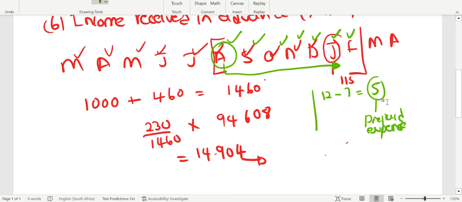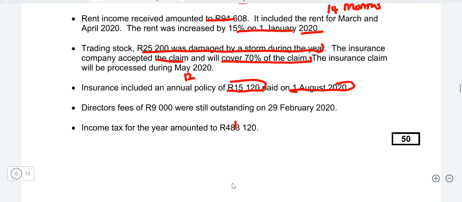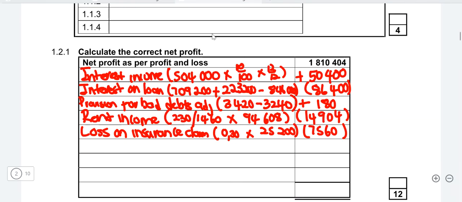So it's 5 months, which means that the 5 months that I'm referring to is prepaid. So what we are going to do is take the insurance amount from here. You are going to say 15,120 divided by 12, and then you show your calculations in the answer sheet. So you are going to say insurance, and then you say 15,120, you divide it by 12, and then after that you multiply the answer by 5.